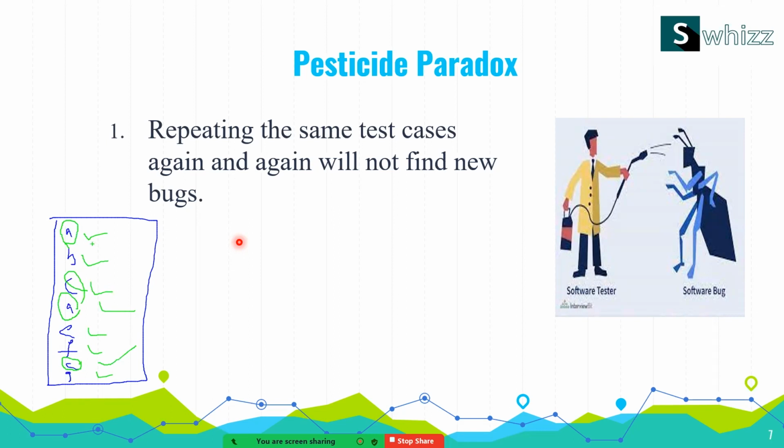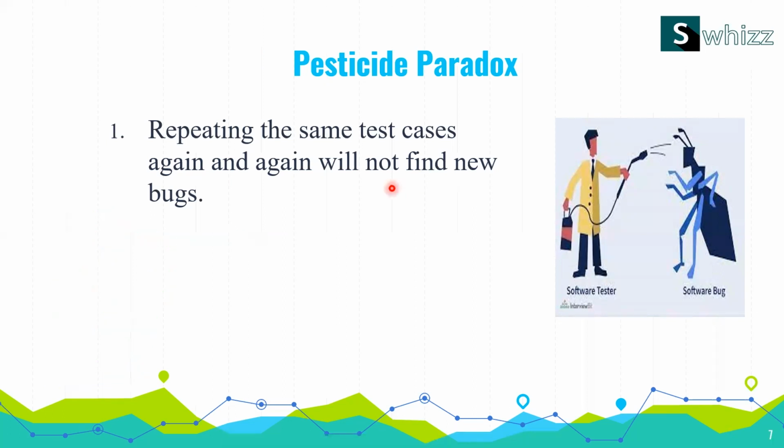So here what is happening is that this candidate already executed test case A and is executing the same test case again. He already executed test case C and executed test case C again. Because of this duplication, executing already executed test cases again and again will not find new bugs. Whatever result you got in the first test case, you will get the same here also. So this is a duplication action, nothing but a waste of your time and effort. That's why repeating the same test cases again and again will not find new bugs.